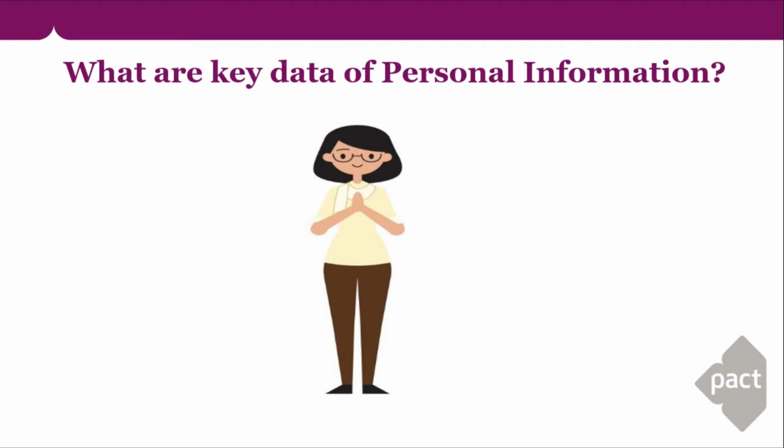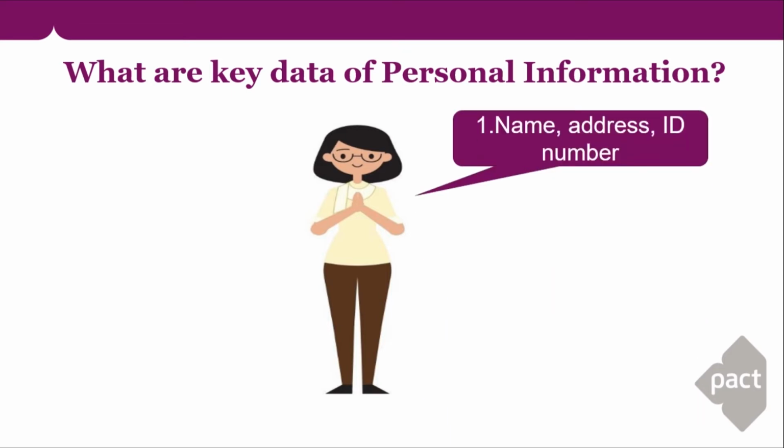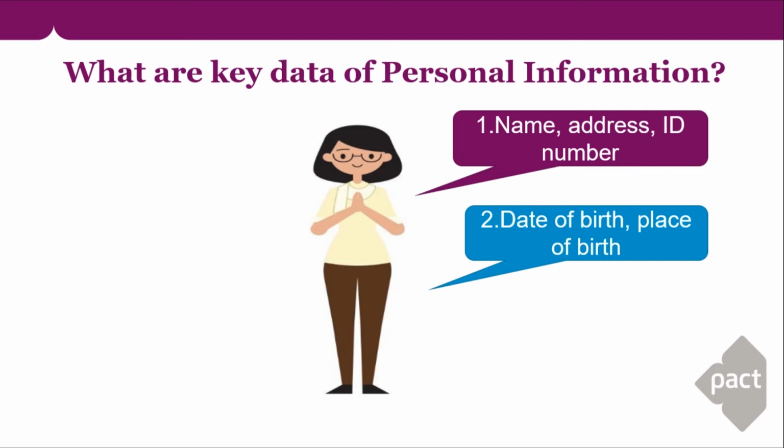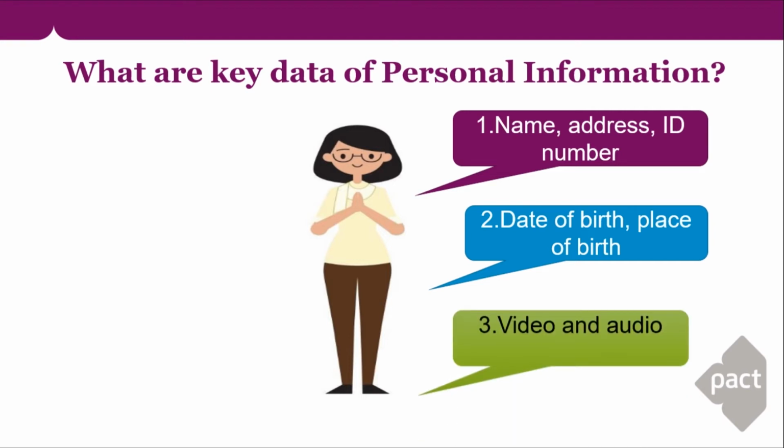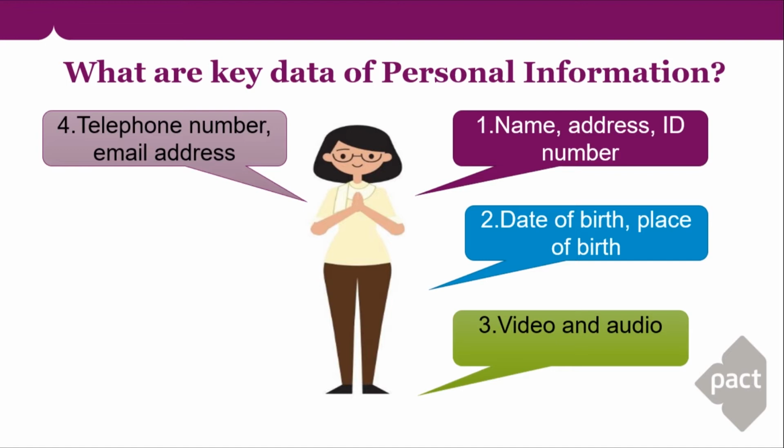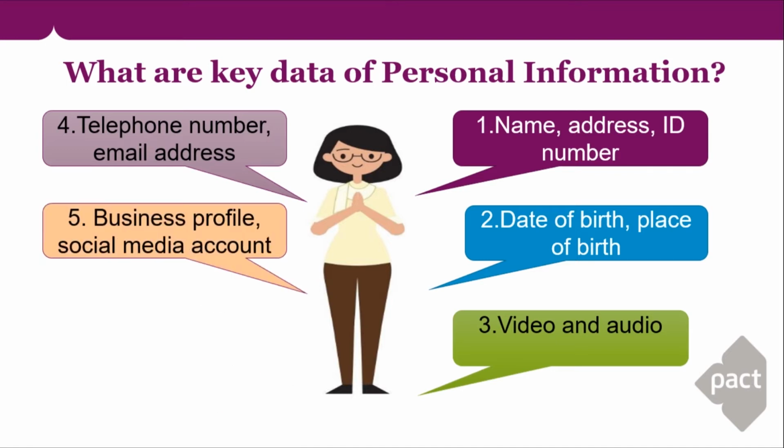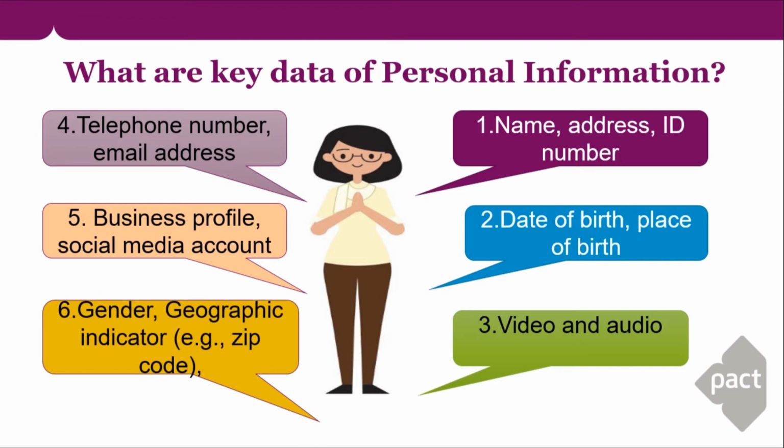In this slide, we will show you the key data of personal information. Those include the name, address, and identification number of the beneficiary, and also date of birth and place of birth. Besides that, we also collect video and audio from the individual beneficiary, which can also be considered personal information. And also their telephone number, email address, business profile, or social media account, and also gender and geographic indicators such as zip code.